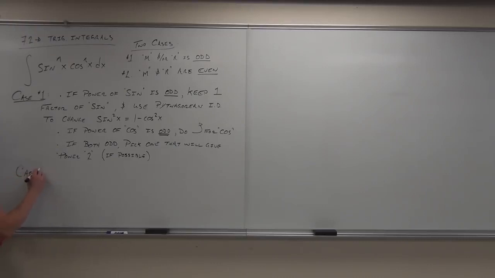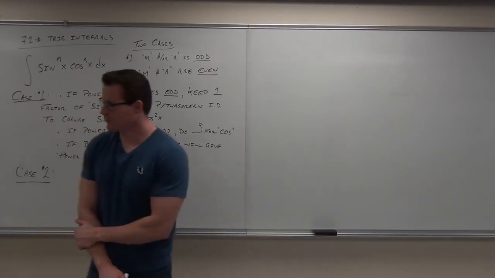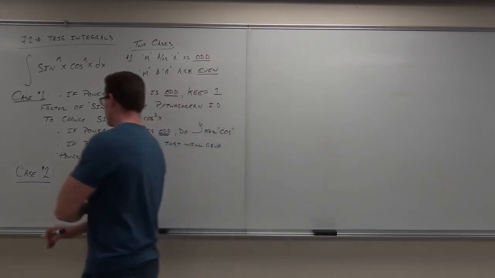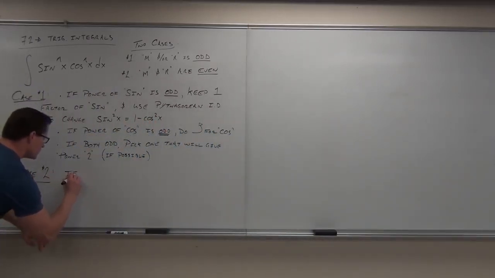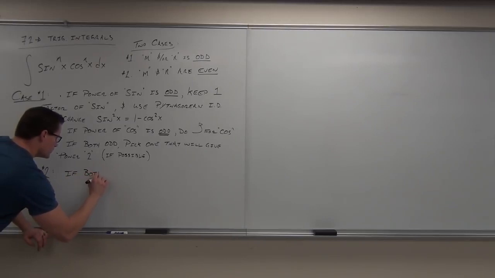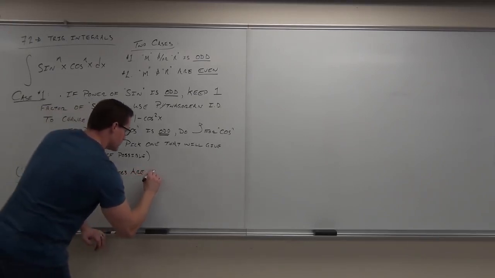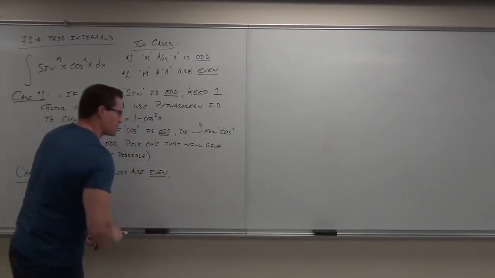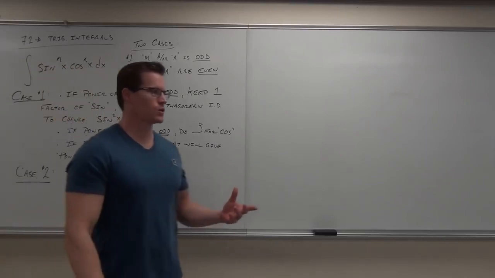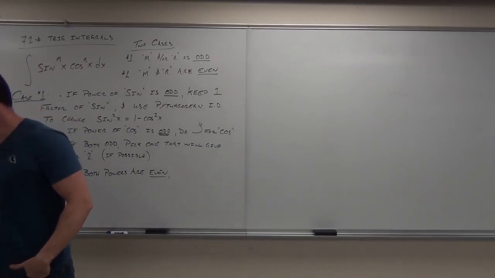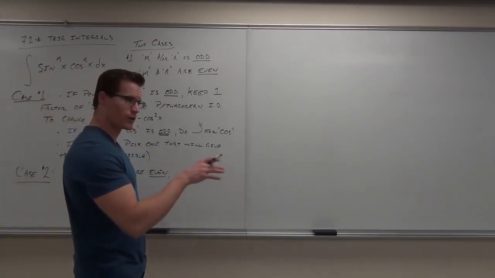So case number 2. Let's say that both the powers of sine and cosine are even. If both powers are even, so cosine squared and sine squared, you've got both of them. What we're going to do is we're going to use our half angle formulas, and you're hopefully going to see why in just a minute.